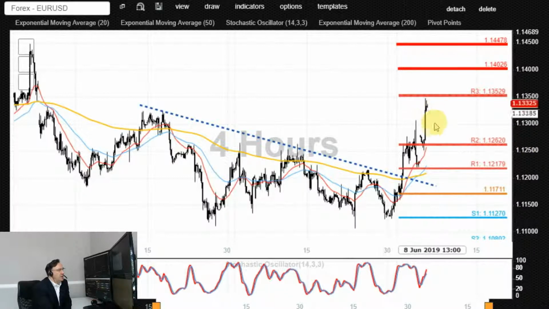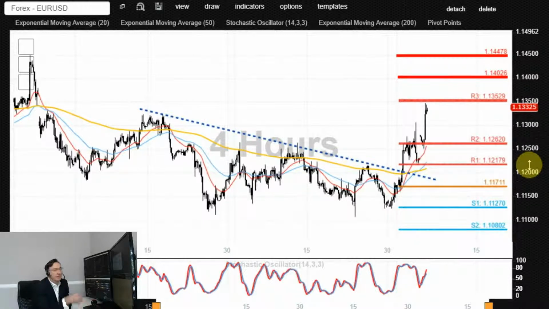Alternatively, a deeper correction lower and a loss of 1.1260 could open the way for a deeper retracement and the retest of additional downside support towards 1.1220, possibly even 1.1170. Only a confirmed loss of 1.1170 would completely negate this bullish breakout, potentially targeting additional downside extensions towards 1.1127, 1.11, 1.1080.